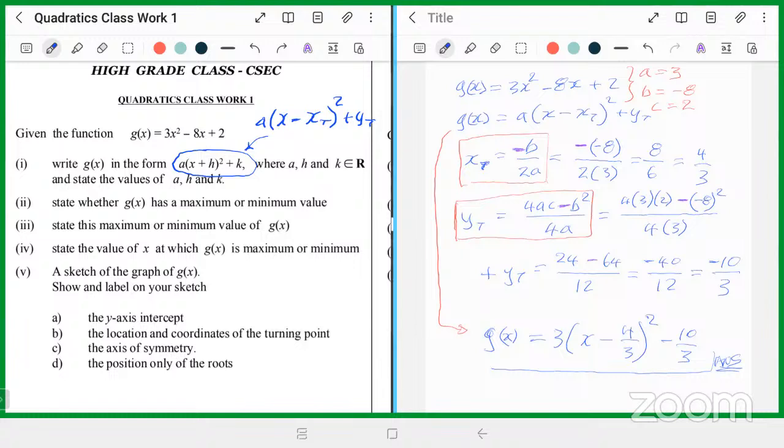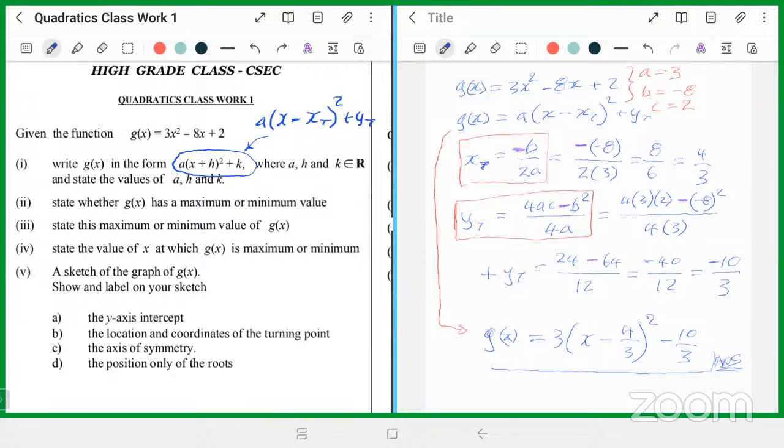Sir, I have a question. For the YT formula, the ones having the red box, is that the formula you would use for everything, or does it change based on the question? No, it's the same formula. If you're using this method, it's the same formula for YT. Once it's a quadratic that you're writing in vertex form, the same formula can be used for YT.